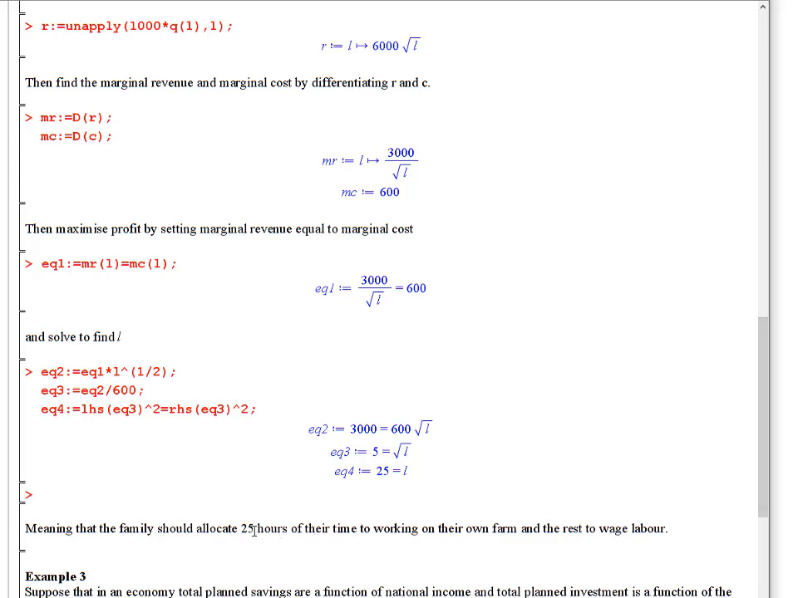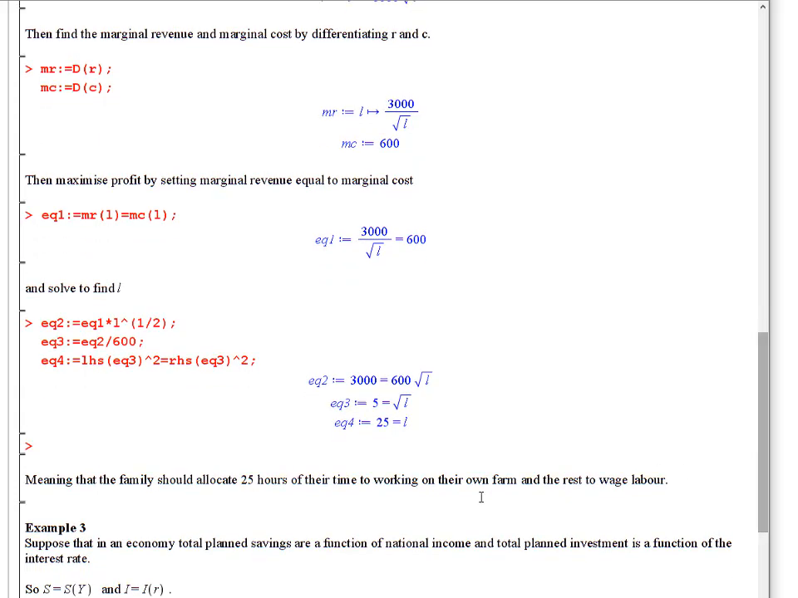So in other words, after 25 hours, every extra hour they put into their farm is going to be earning them less than 600 aries, so they're better off working on the neighbour's farm or on a plantation. So that's the optimum point.